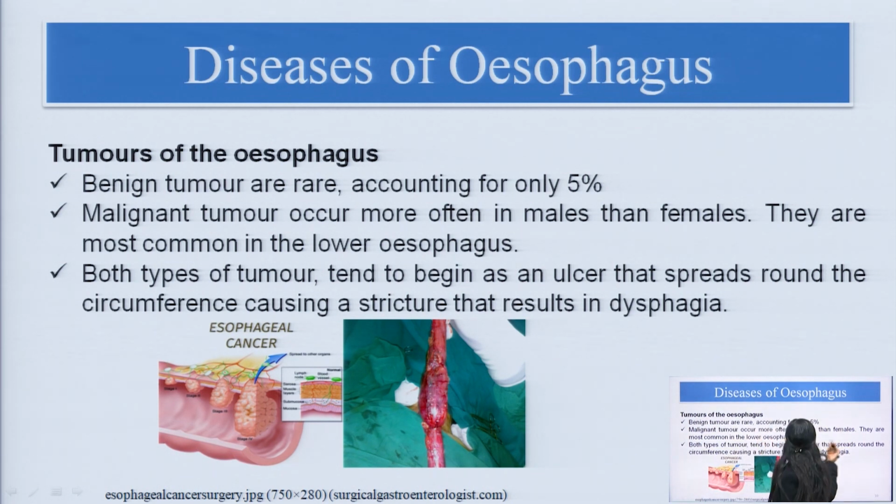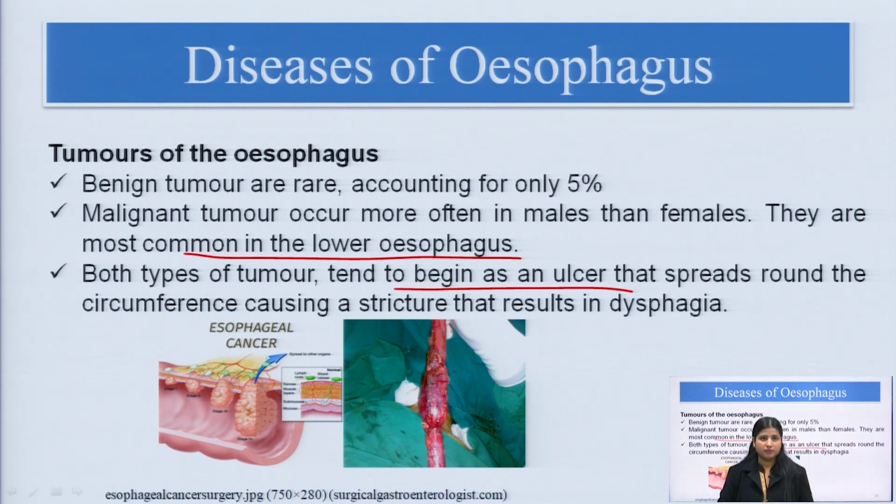Now, they are more common in the lower esophagus area, and both types of tumor, either benign or malignant, tend to begin as an ulcer. They will start as an ulcer and then they will further cause problems as these tumors form. So, here we can see one of the tumors.